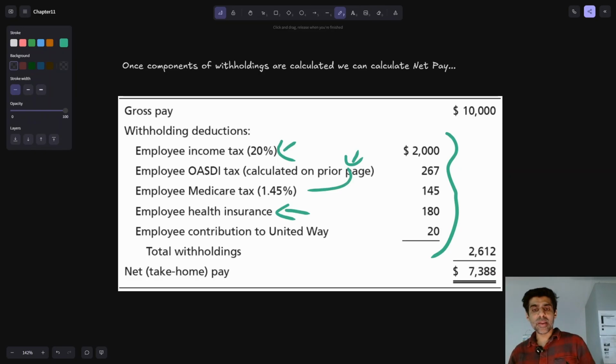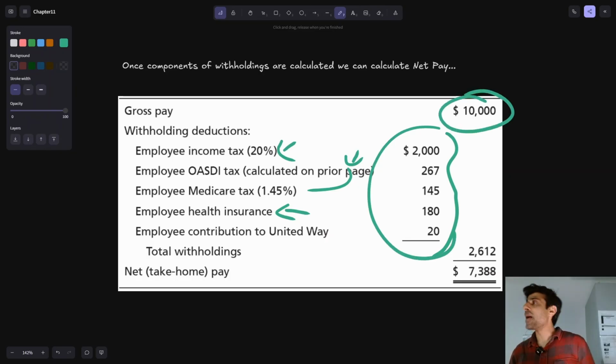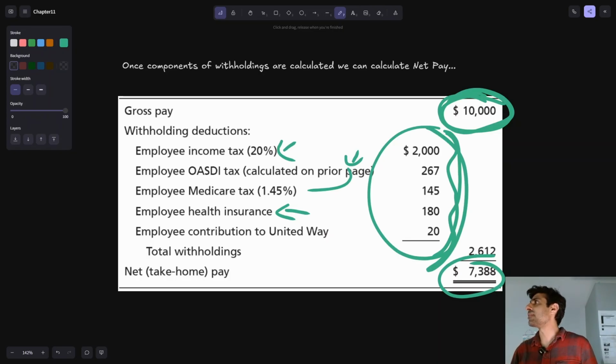So this is the full amount of the expense to the employer. They're actually paying the employee. This is the compensation to the employee. This 10,000, of which this much is actually going to their bank account, and then the employee is contributing all this other stuff to all these other places. So again, the key thing to remember is that this 10,000 is fully an expense to the employer.